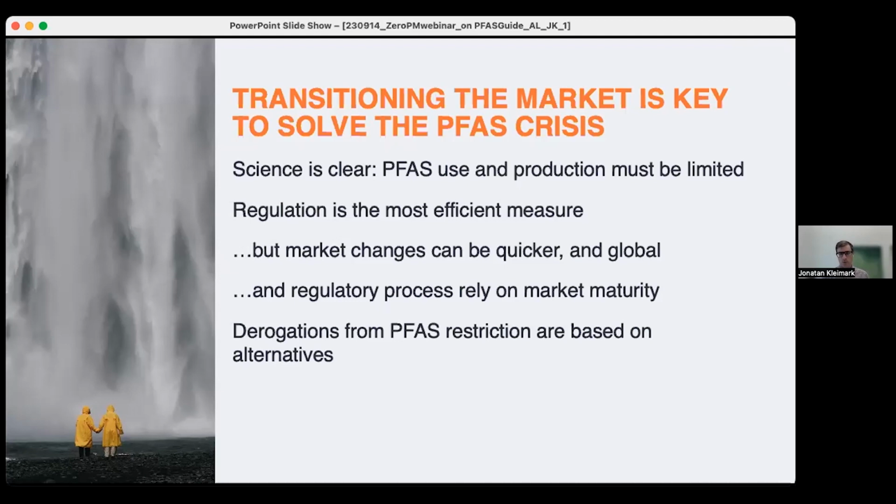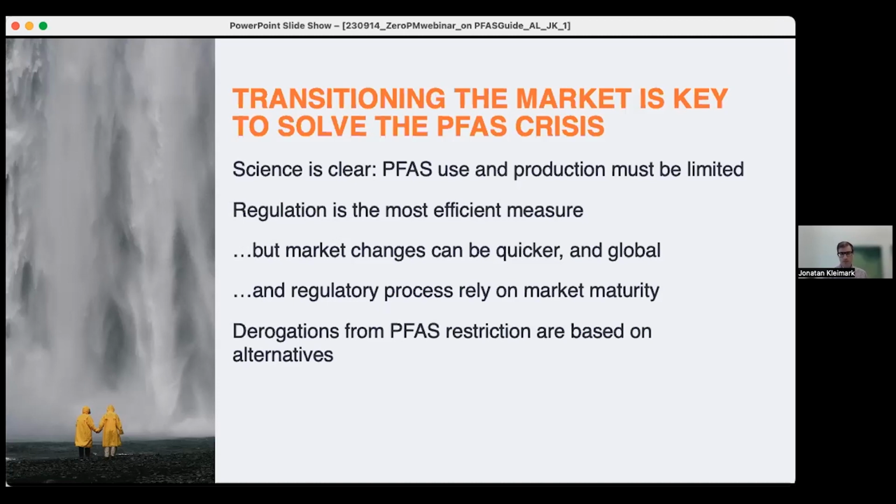And I think most of us agree that regulation is the most efficient measure in order to reduce the use. But we also need to balance this and understand that the market can also transition without regulation, or before regulation comes into force, and the changes within that market can be very fast, and we can talk about global changes. We also need to understand that the market is dependent on regulation, but the regulatory processes also rely on the market maturity: what kind of alternatives are available, what kind of different solutions we can have in order to reach a PFAS-free economy.